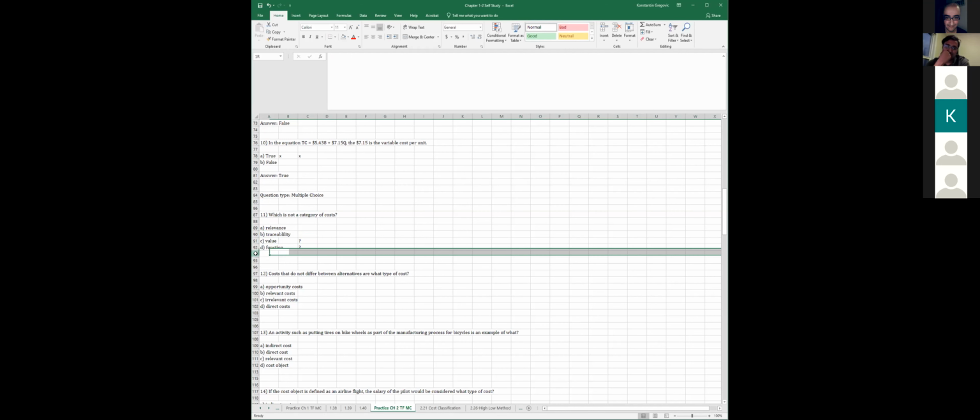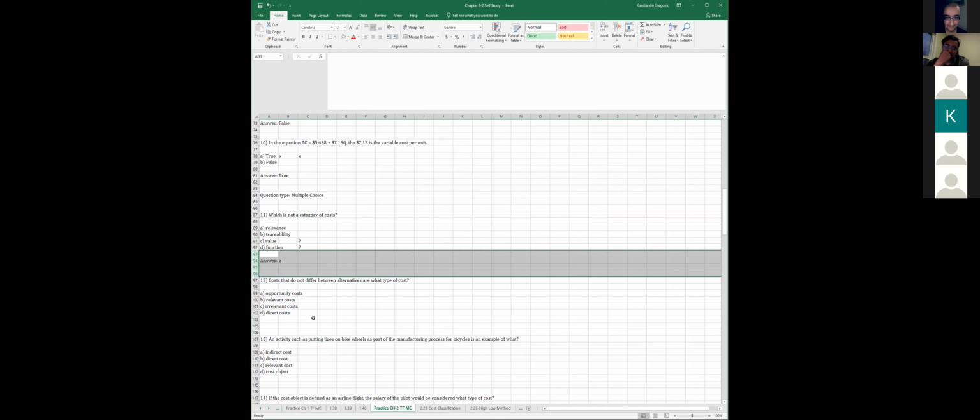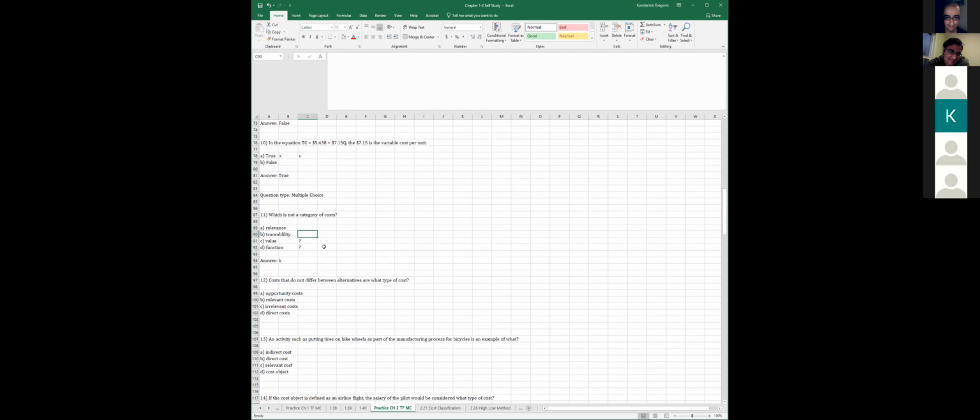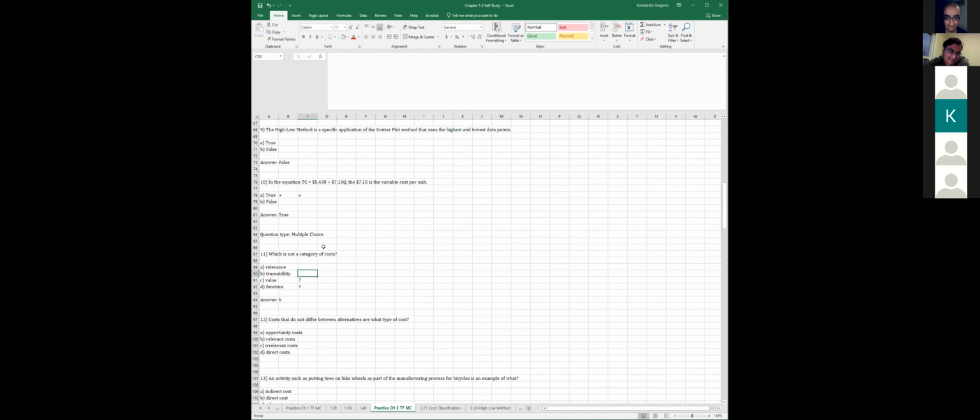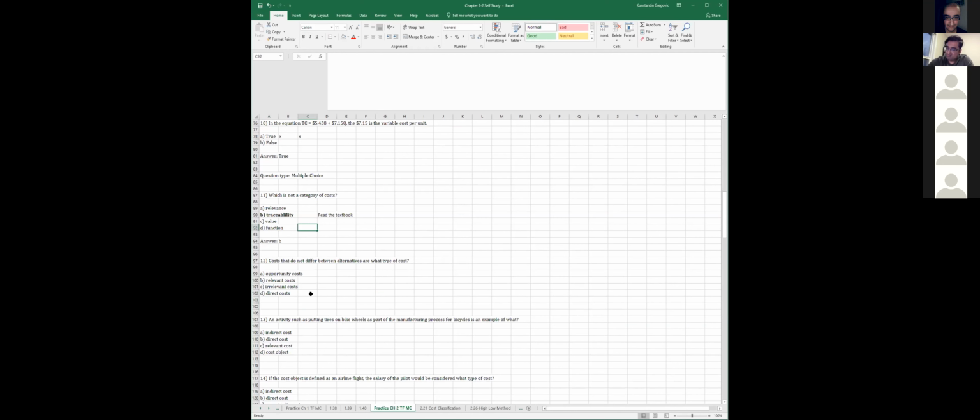Let's see here. Oh, my God. D, yeah, I know. Traceability, because if you look at question 10, 7.15 is a function of Q itself. That's what is going to determine the variable cost. So that's like a function. I guess traceability is... I know, we should go back and read the textbook on that one. That's a weird question for us. Basically, which is not a category of cost, right? I don't know if I agree with that.